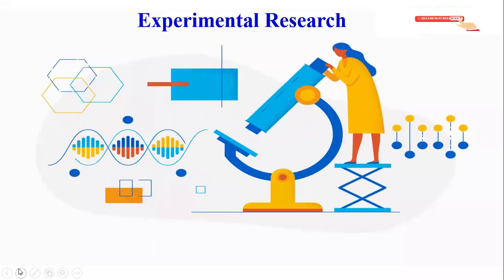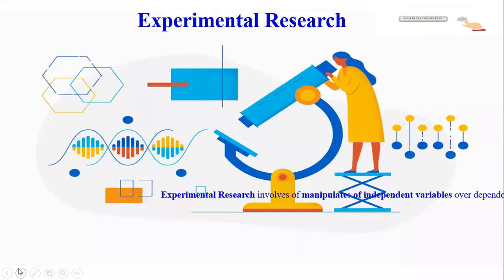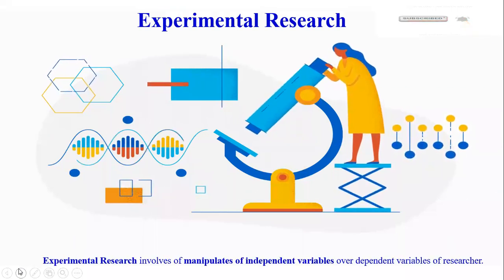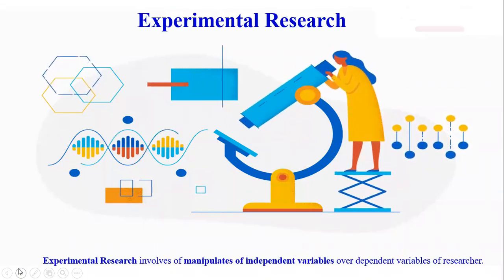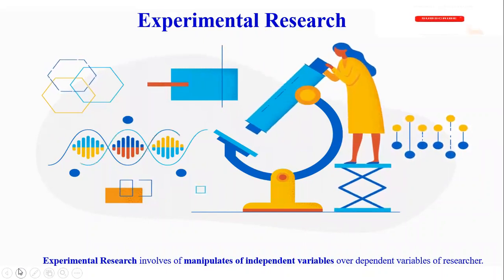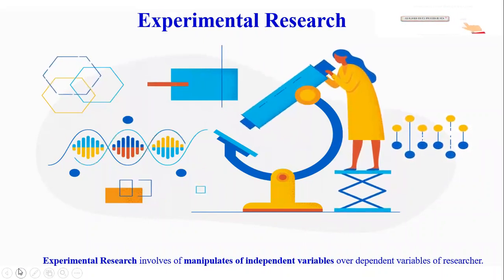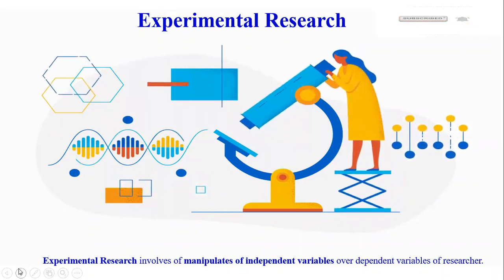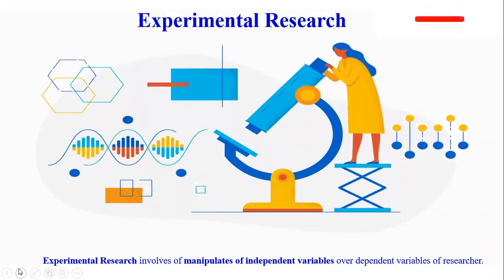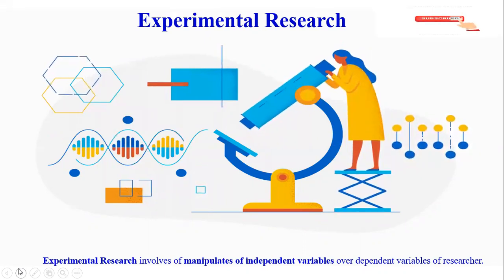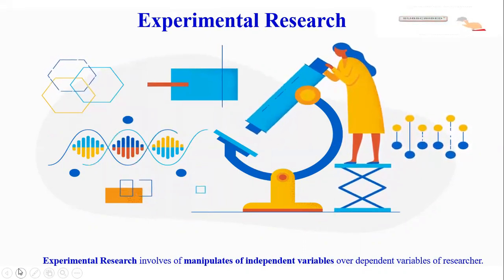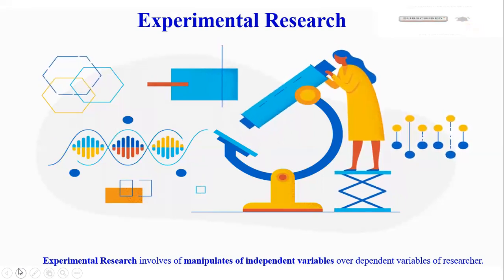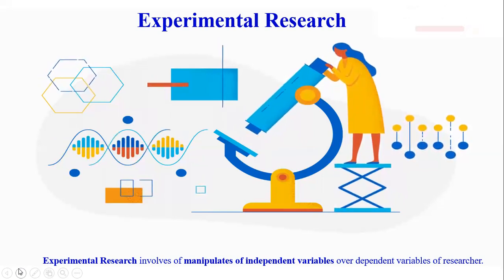First of all, what is meant by experimental research? Experimental research is a type of research in which we involve manipulation of an independent variable over a dependent variable. A question arises in your mind: what is meant by manipulation of the independent variable? Manipulation means that, due to some factor, the independent variable acts upon the dependent variable.